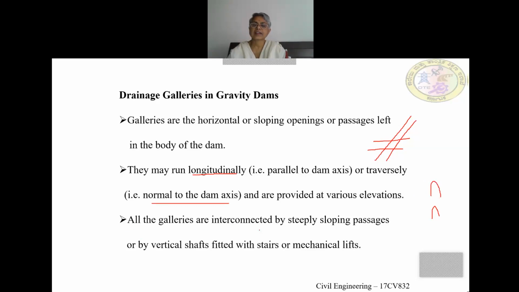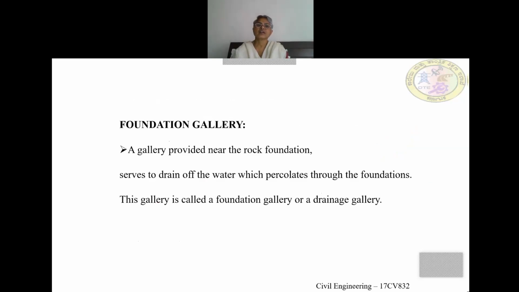All the galleries are interconnected by sloping passages or by vertical shafts fitted with stairs or mechanical lifts, so that one can move from one gallery to the other. So there are different types of drainage galleries. Foundation gallery.